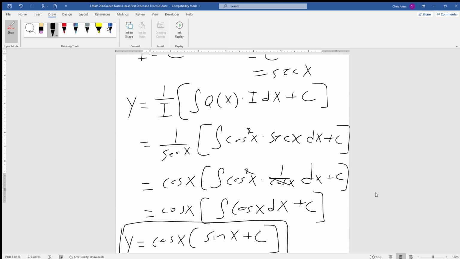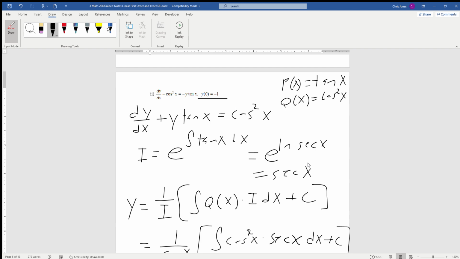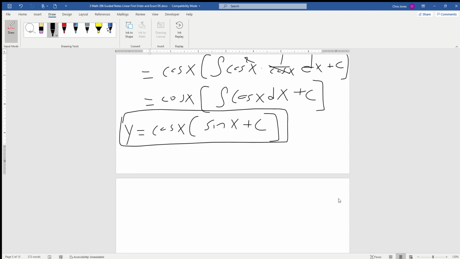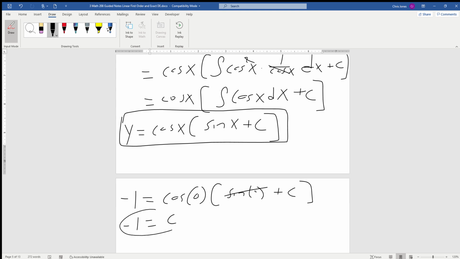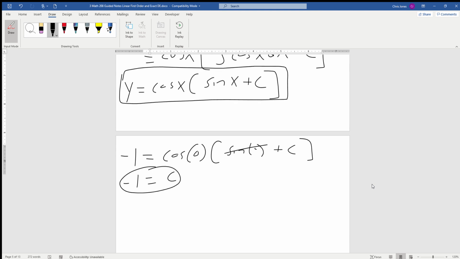Remember that y at 0 is equal to negative 1. So by substitution, negative 1 equals cos of 0 times (sine of 0 plus c). Sine of 0 is 0, cos of 0 is 1, so negative 1 is equal to 1c, or c. And finally, we get a solution. y is going to be equal to cos x times (sine x minus 1).